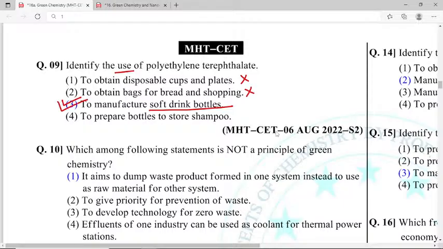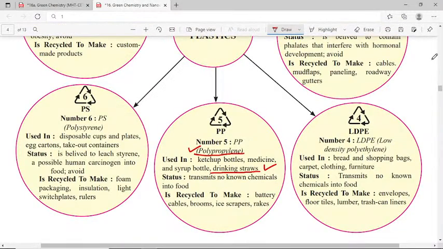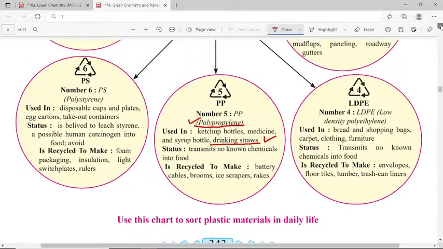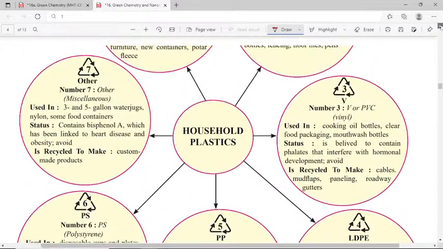And next, to prepare bottles for storing shampoo? No. So it is called PETE, also called PET. I am showing here where it is written as PET in your textbook, page number 343.